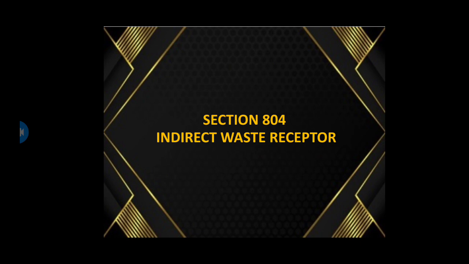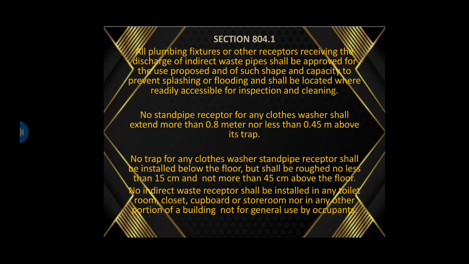Section 804. Indirect waste receptor. All plumbing fixtures or other receptors receiving the discharge of indirect waste pipe shall be approved for the use proposed and of such shape and capacity to prevent splashing or flooding, and shall be located where readily accessible for inspection and cleaning.